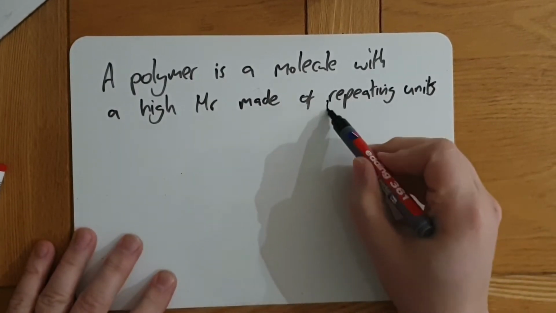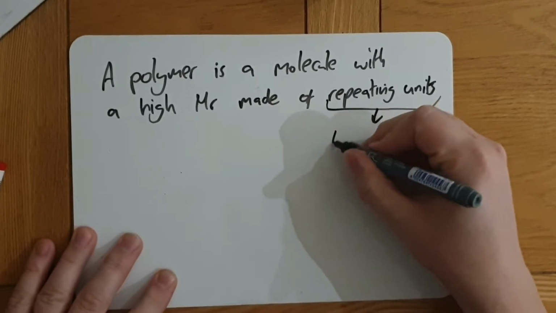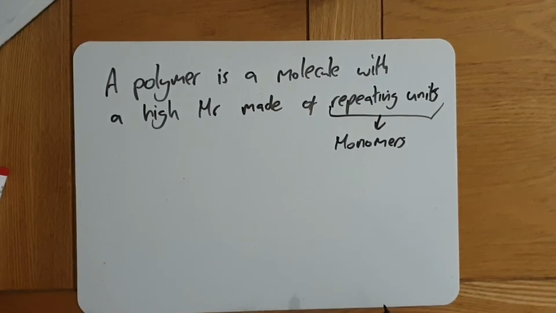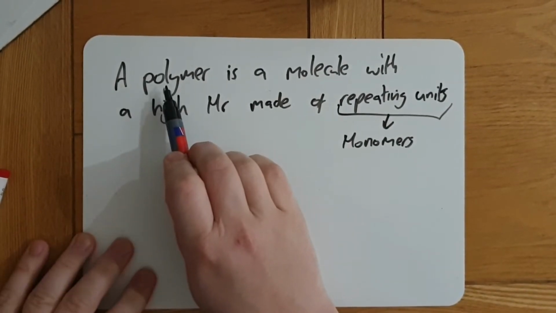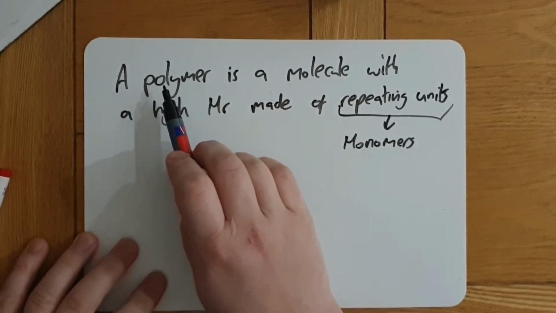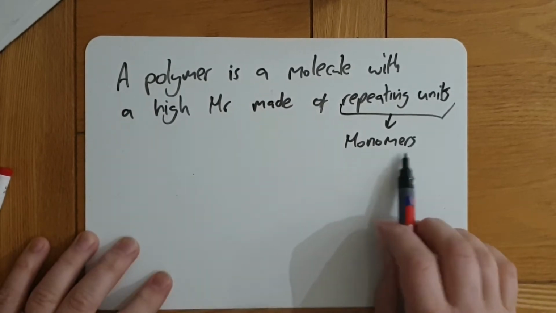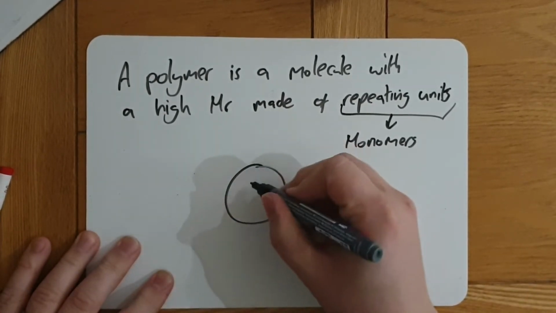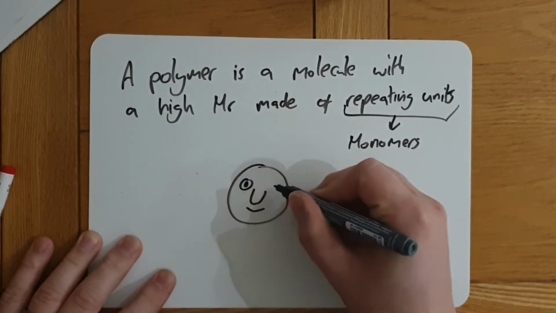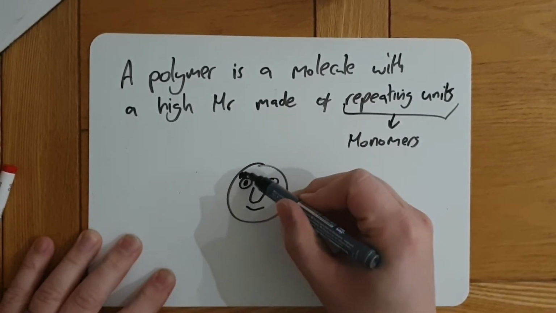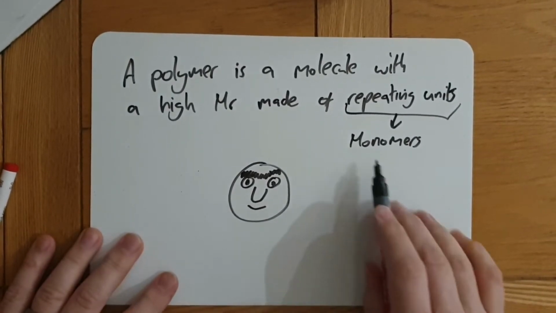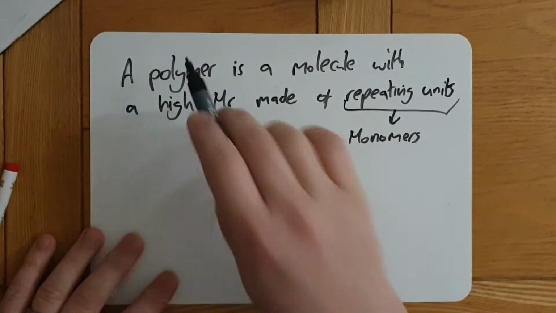These repeating units have a name. So these repeating units are called monomers. Okay? So poly, if you think in maths, like a polygon. So poly means many. A polygon is a many-sided shape. So poly means many. Mono means one. So meet Jeff. Here's Jeff. Jeff has a monobrow. Mono means one. He's got one eyebrow, a monobrow. So a monomer, one. Polymer, many.